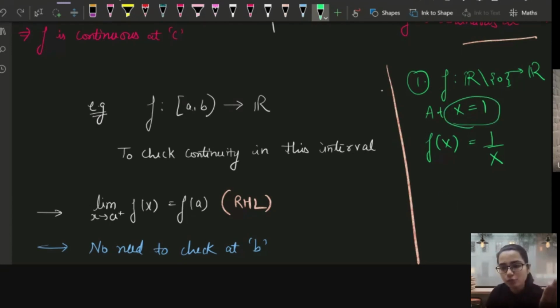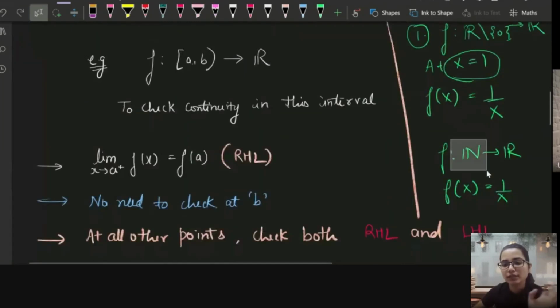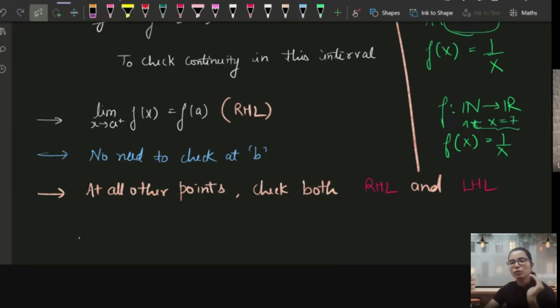But what if I give you some function like this? F of x is equal to 1 by x. Now in such a case, you don't have any limit point in this domain because this domain is a domain of isolated points. This complete domain does not have any limit point. So if I give you a random point at x equal to 7, and ask whether this function is continuous or not, you won't check for the limit because that is not valid here. You'll just check whether this function is defined at x equal to 7 or not. It is defined, so you will say that yes, this is continuous at that point.